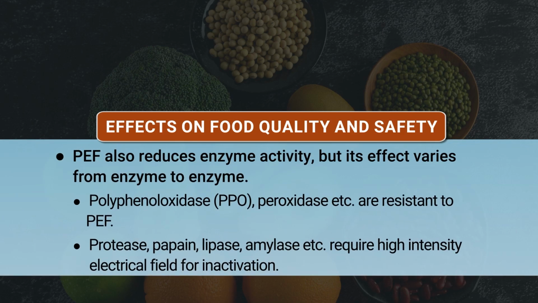It is not only microbes, but it can also influence enzymes. It reduces enzyme activity, but it depends on what enzyme we are targeting. Like PPO, polyphenol oxidase, is very well known for blanching purposes, you would have studied, and they are a threat to the browning of fruits and vegetables. So they are resistant ones. But on the other side, there are a few which could be easily inactivated: protease, papain, lipase, amylase. They can be inactivated, but with high electric field intensity. So that's the limitation.